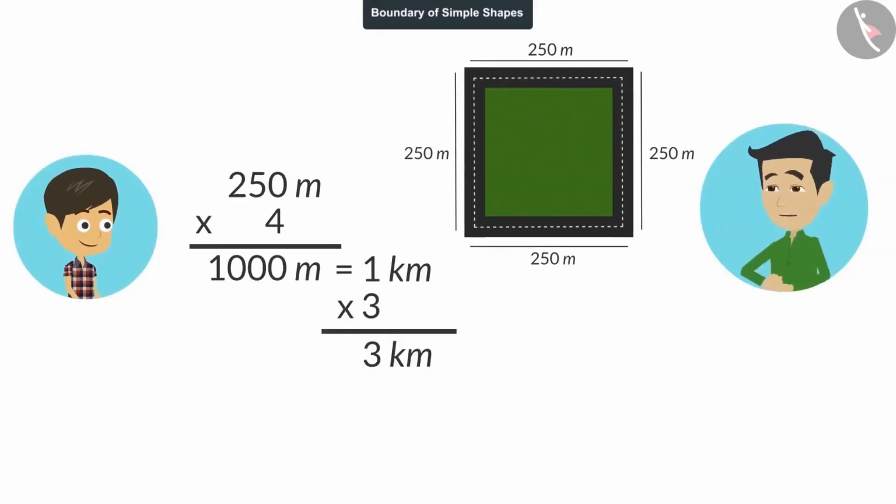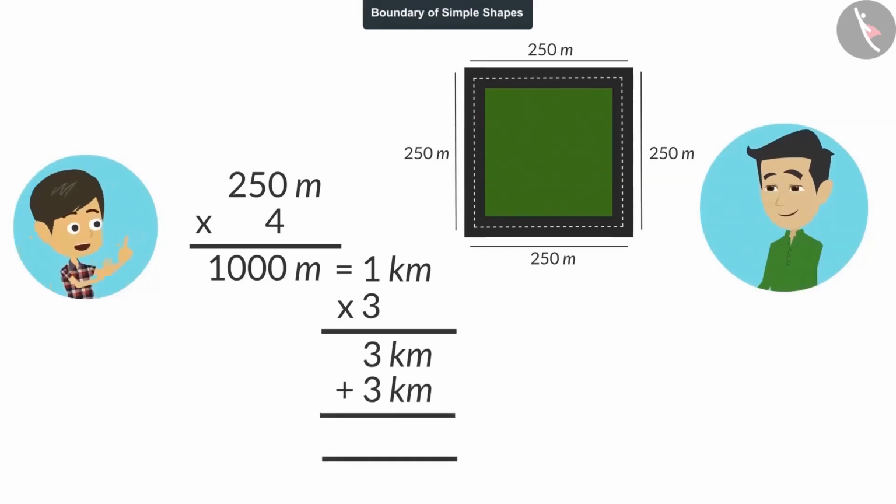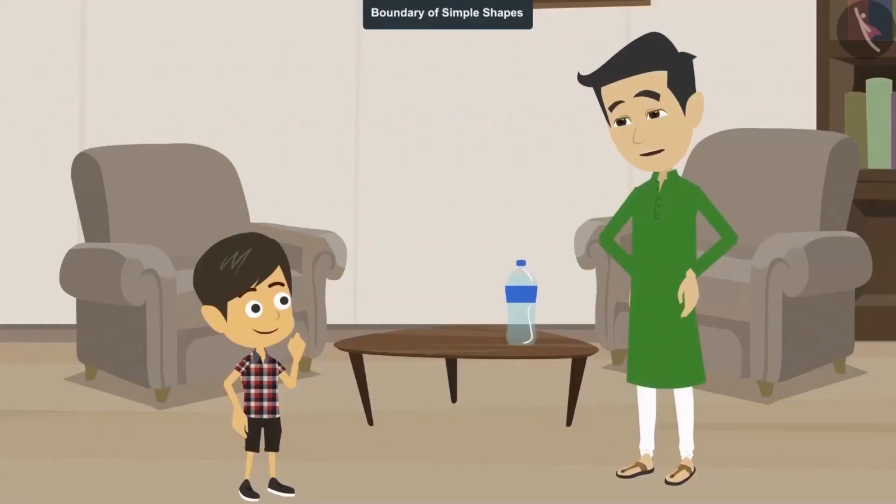Perfect, Rayansh. And this is what I do. I take 3 rounds of this boundary. This tells me that I have walked 3 kilometers. Oh, now I get it. You walk 3 kilometers in the morning and 3 kilometers in the evening. This way you walk 6 kilometers every day. Yes, Rayansh, that is what I do.